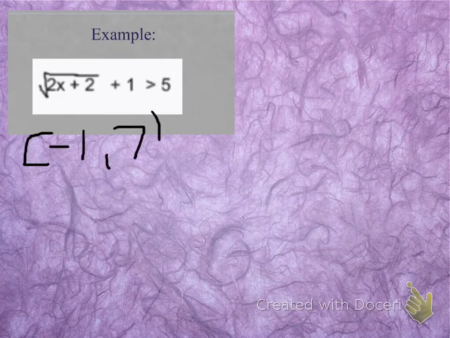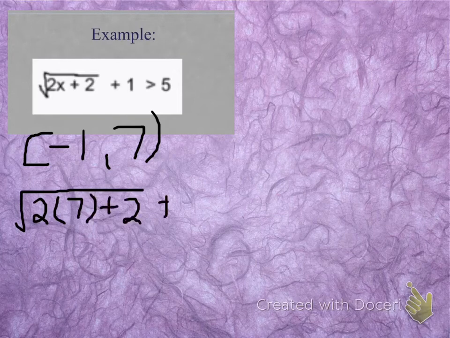Now, in this example, the answer has to be either -1 or less than 7. Okay, so what you're going to do here is, I want to show you how important it is that you watch out for that parentheses. Because look what happens if I plug in 7.